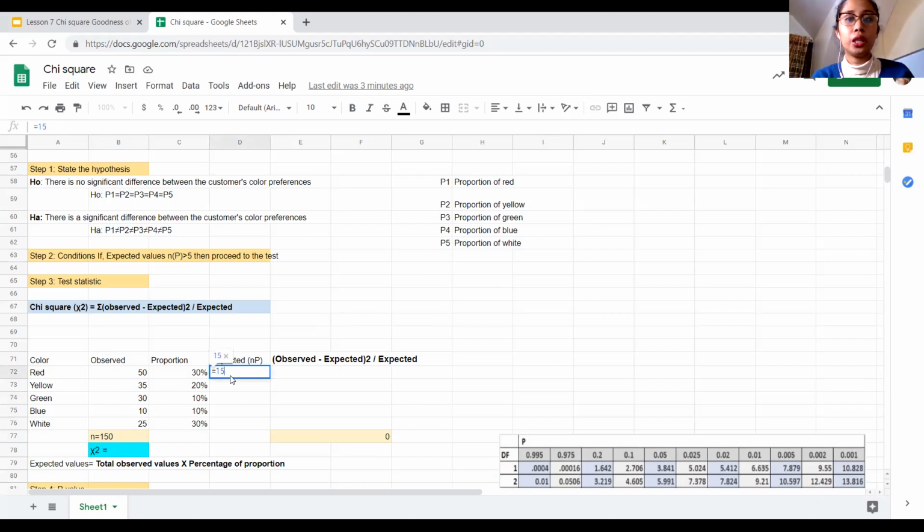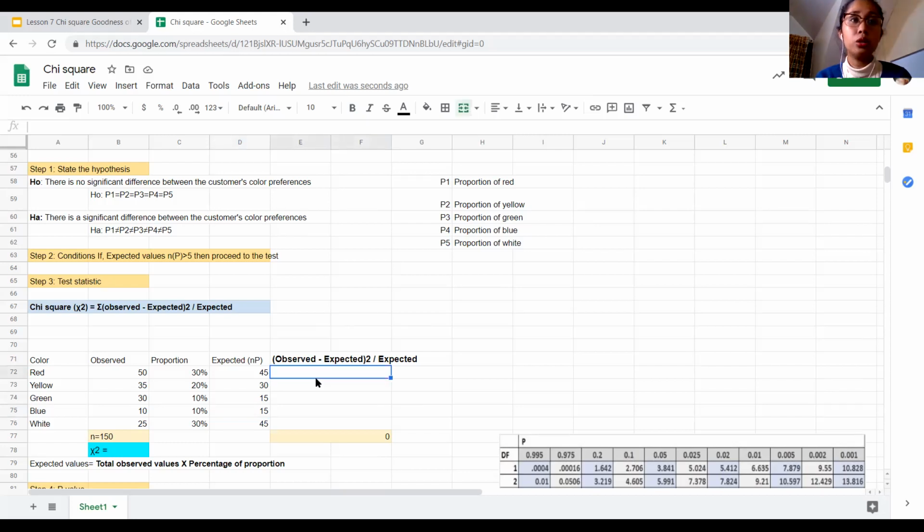150 times this one, 30%. O, tapos i-drag lang natin. Yan. So class, that's your expected values. May less than 5 ba dyan? Wala. So we can now proceed to step 3, which is the test for your chi-squared. Yan. So very simple lang.